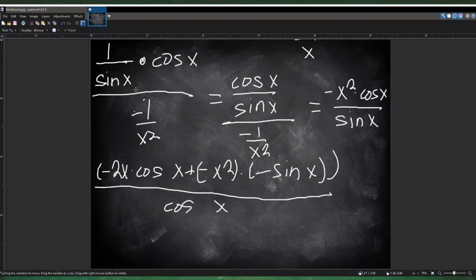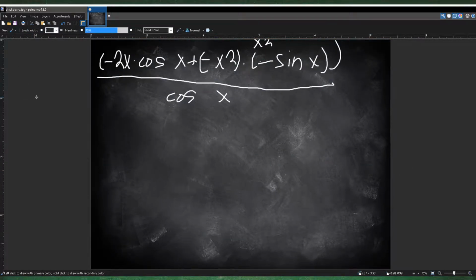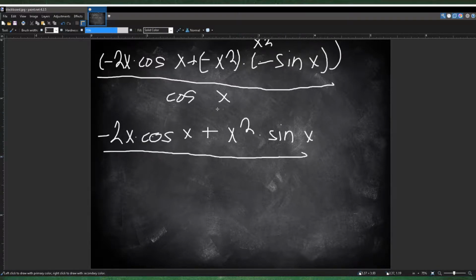So we have this. Move this up again. And let's simplify. Okay, so we have negative 2x times cosine of x. We could just leave that alone. And then this is negative x squared times negative sine of x, so that is just plus x squared times sine of x, all divided by cosine of x. Right? So is this indeterminate?